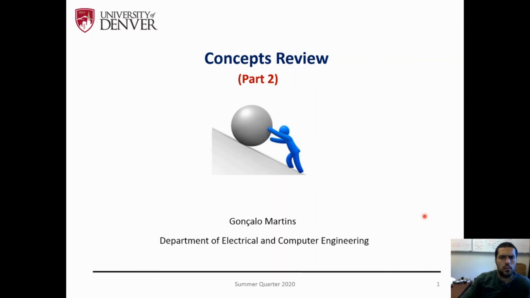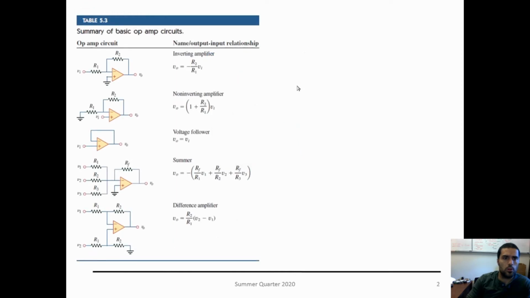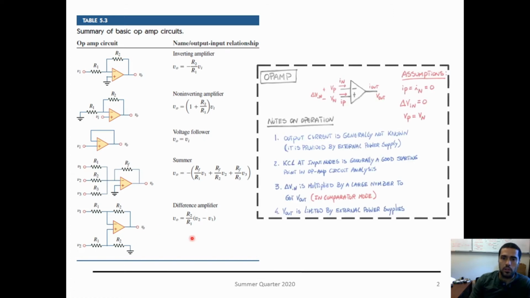So now let's cover concepts review part number 2, the op amps. When you do op amps, you normally use a table like this where you have the op amp configurations and the respective equations, and you try to match the op amp to this table and then get the equation out of it. But what if you don't have this configuration? So how do you go from there? It's good to know how to take the expression out of any op amp configuration.